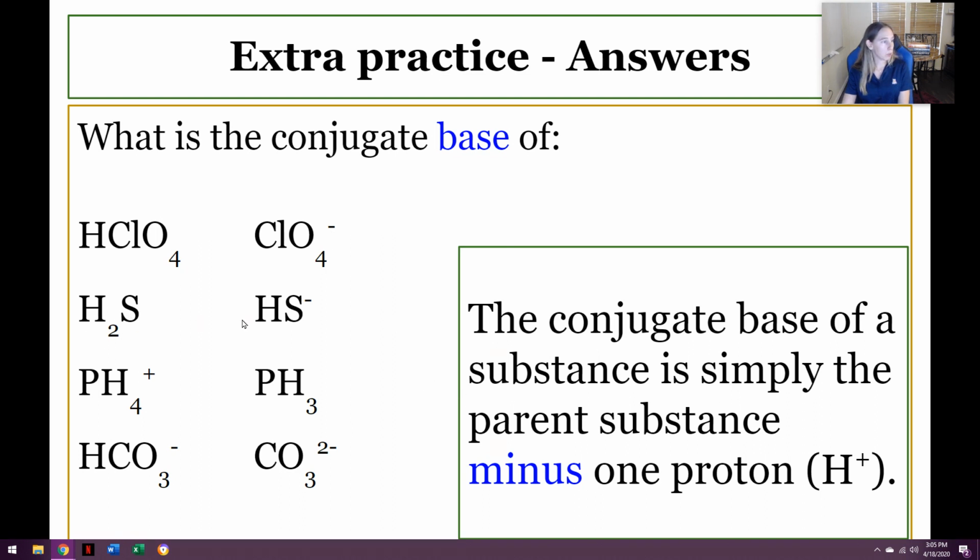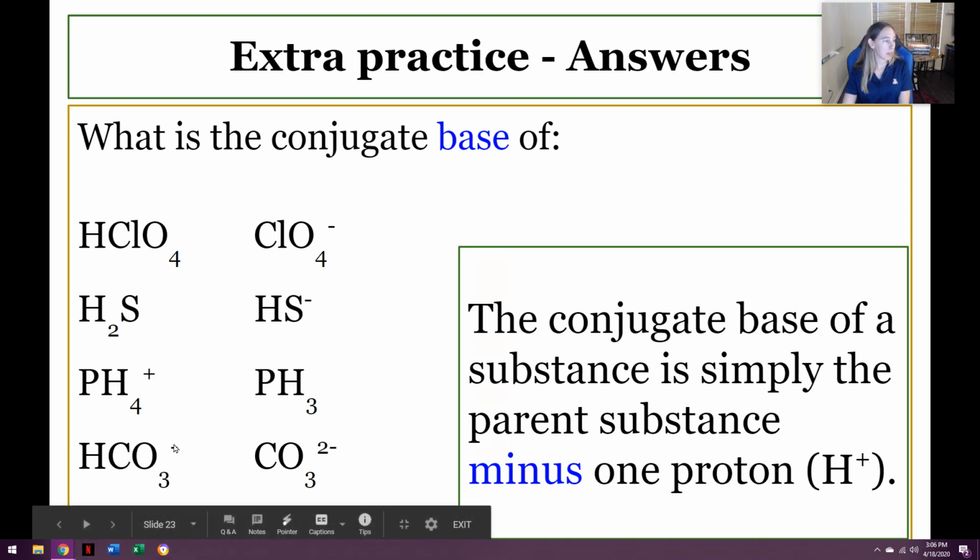H2S is going to lose a hydrogen and become HS-. NH4+ loses a hydrogen and a positive one charge, which drops it from 1 down to 0. HCO3-, since it already has a minus sign, you drop it one more down to a 2-, and it no longer has any hydrogens.